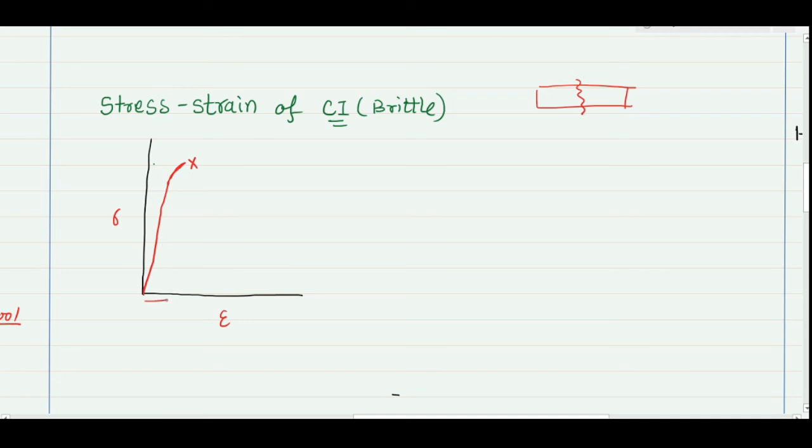Even though I am showing this value, it is a negligible value. But to make the diagram, I am making this line inclined with the horizontal axis. Otherwise it will be very close to the vertical line and there will be a sudden failure and it will not give any indication of change in length. So in case of your brittle material, we call the failure catastrophic failure. There is no indication of change in length.